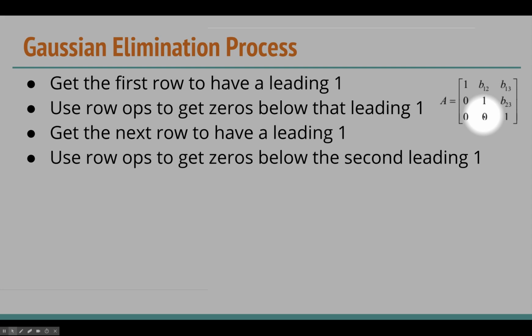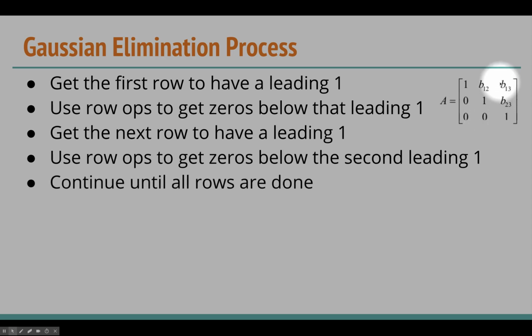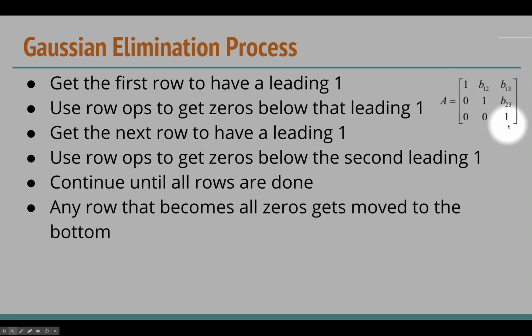Right? So we use row operations again to get this to be a 0. And then we continue this process until all of the leading positions in the rows, in other words, the diagonal entries are 1s, and all of the 0s are below them. The numbers above the 1s don't really matter. If it turns out that a row becomes all 0s, just move that row down to the bottom of the matrix. It doesn't contribute in any way to your solution.